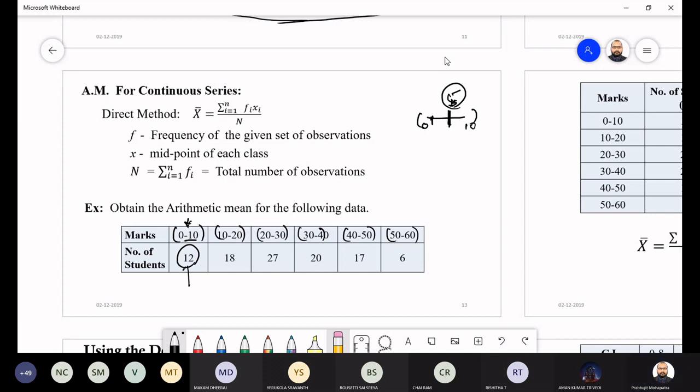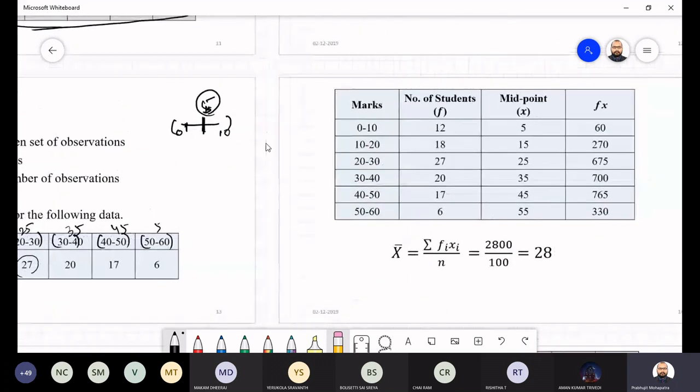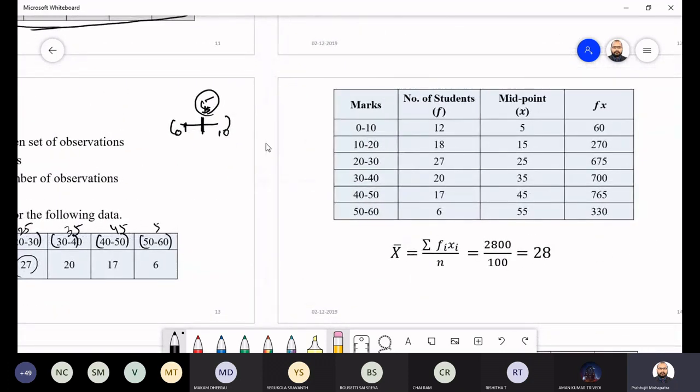Getting or not? So the middle value is 5 and it occurs 12 times. Then here the middle position is 15. How many times? 18 times. Here it is 25, 27 times. 35, 20 times. 45, 17 times. 55, 6 times. Then you just multiply like we used to do. So to deal with this continuous problem, we have to take the midpoint. Wherever you have a continuous type class interval, at that time you have to consider the midpoint. Getting or not?